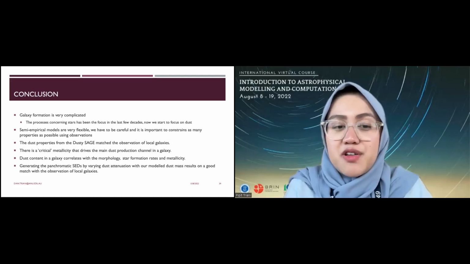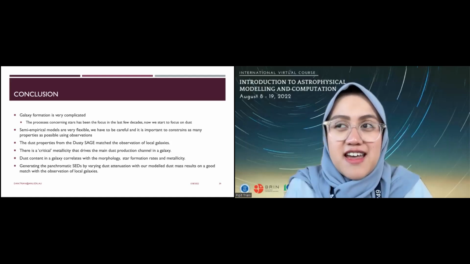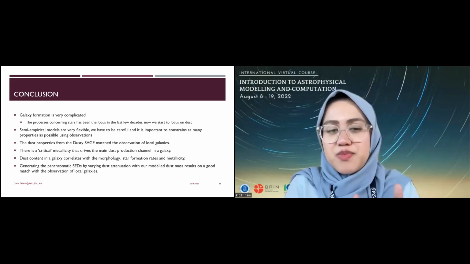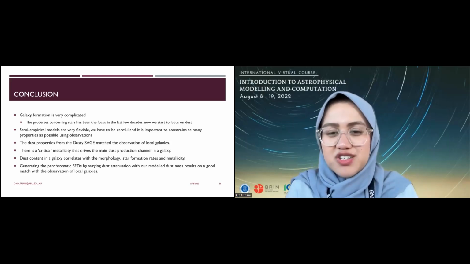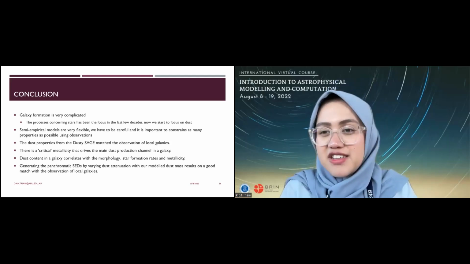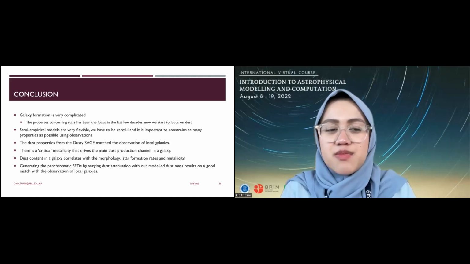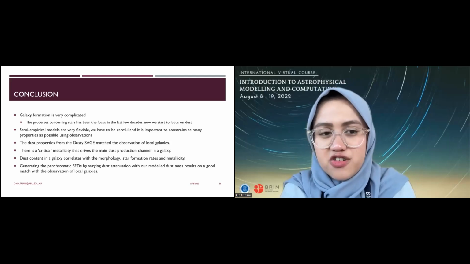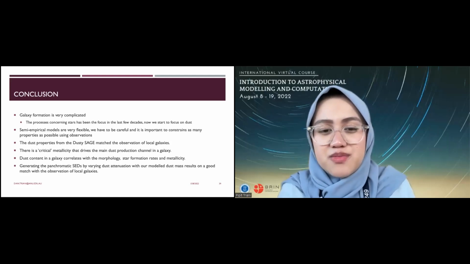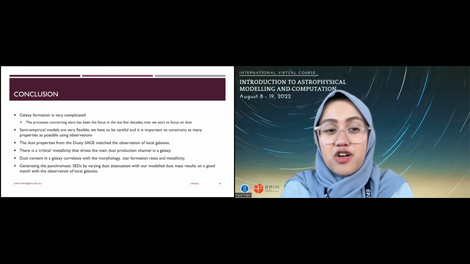And using semi-empirical models is a good way to explore all of the different physics, all of the different processes and interplay between the stars and dust and gas. But we have to be careful, and it is important to use as many observations as constraints for the model.